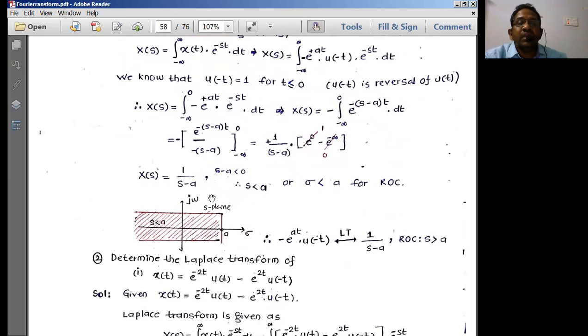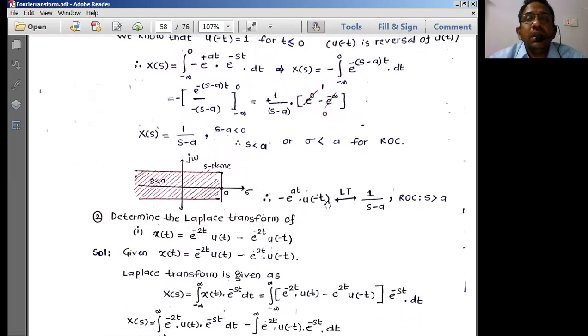I'll be having the value x of s is equal to 1 by s minus a. So here, what is the formula we have? The real part of s minus a should be greater than 0. What is the real part of s? Sigma. That means sigma minus a should be greater than 0. Now here there is a small change. Here we have s minus a, which should be less than 0. So therefore s is less than a. That means sigma is less than a for the ROC.